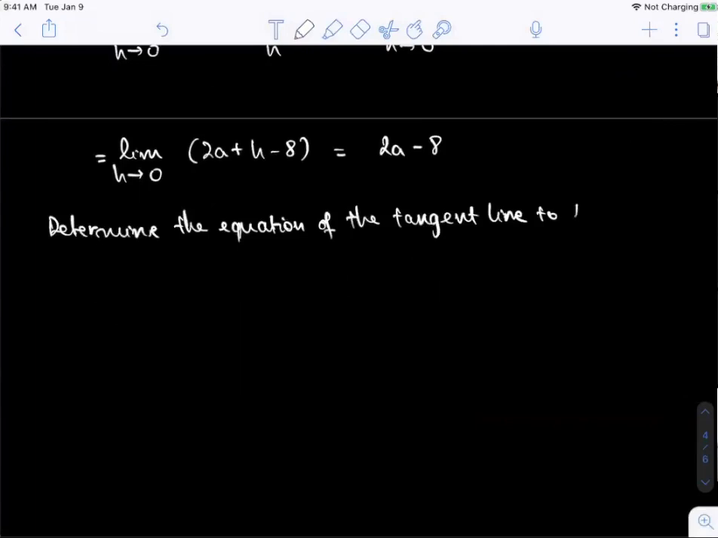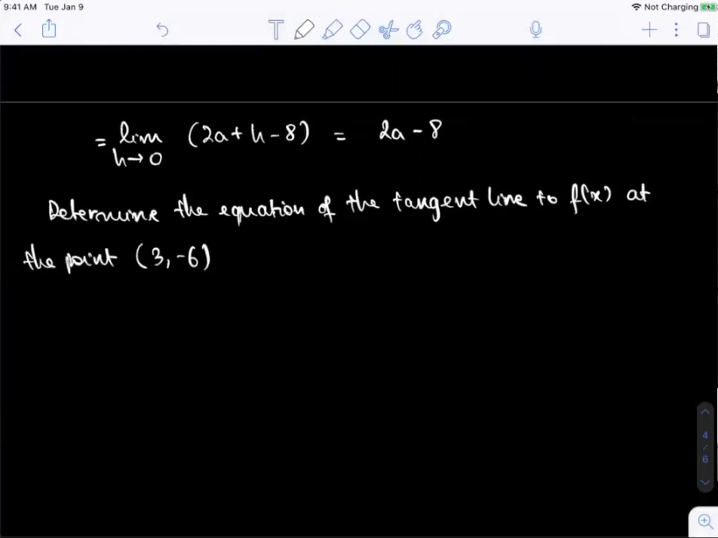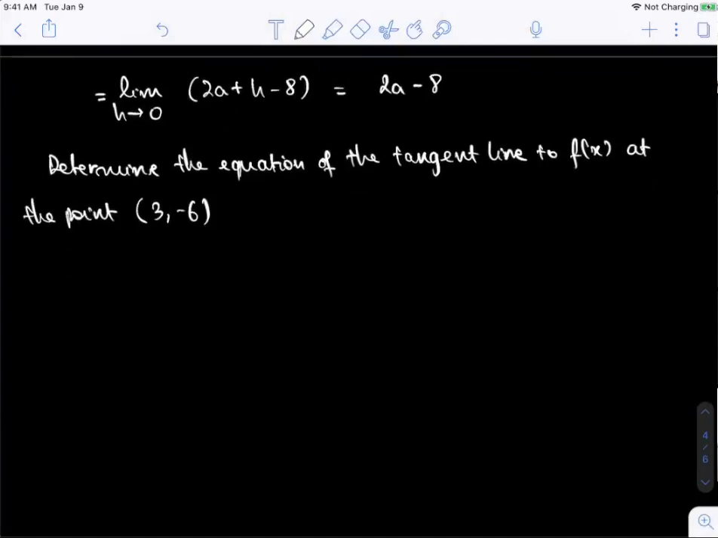To f of x at the point 3, negative 6, right? So you have the slope of the tangent line already, and you have a point here. You just need to find the equation of the tangent line, given that a in this case is equal to 3. So x is equal to 3.